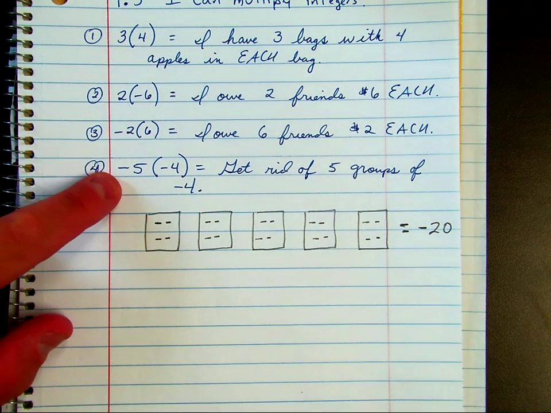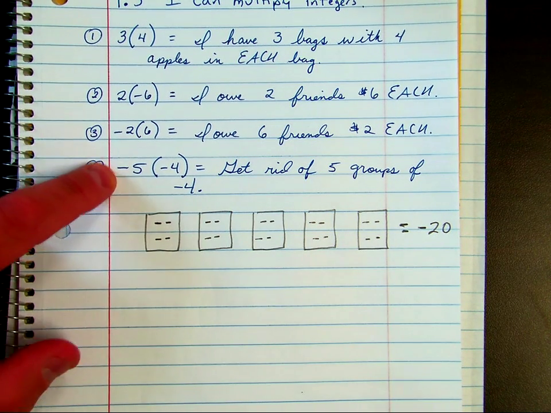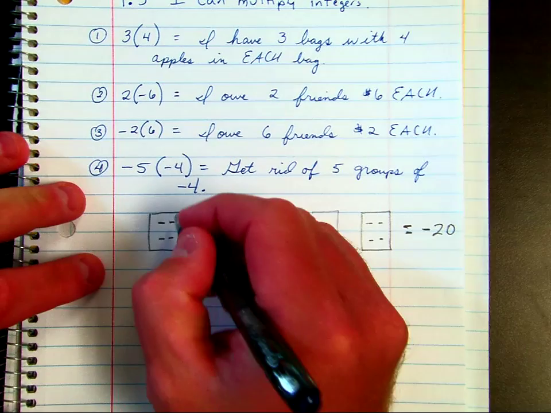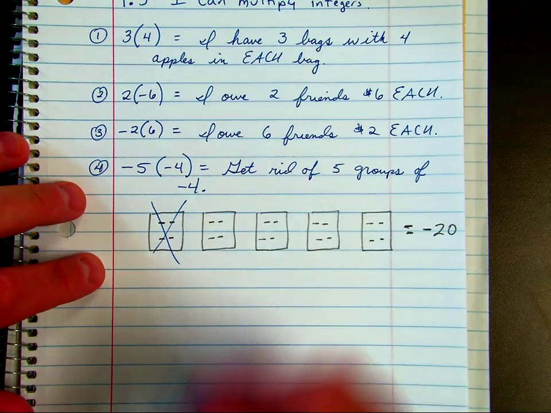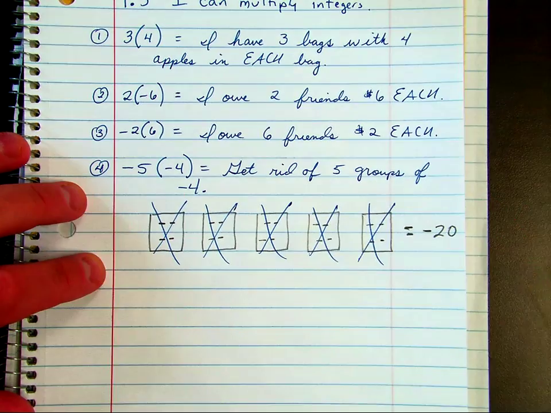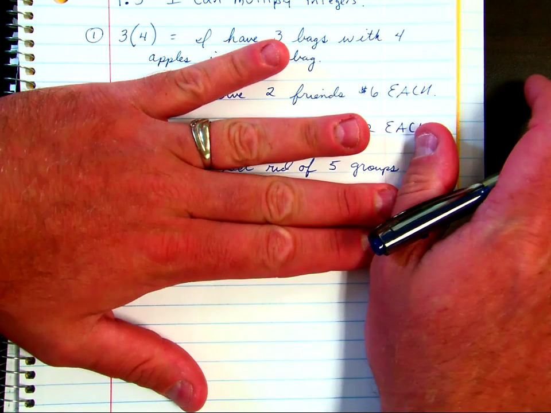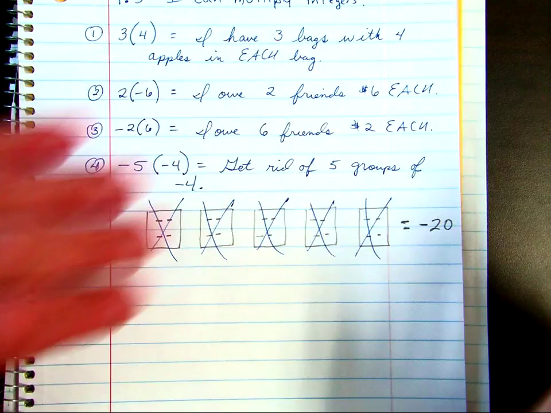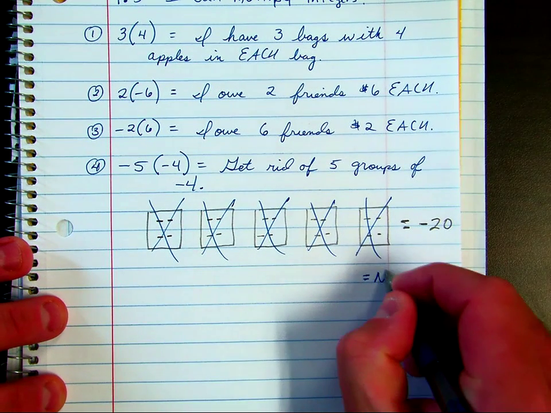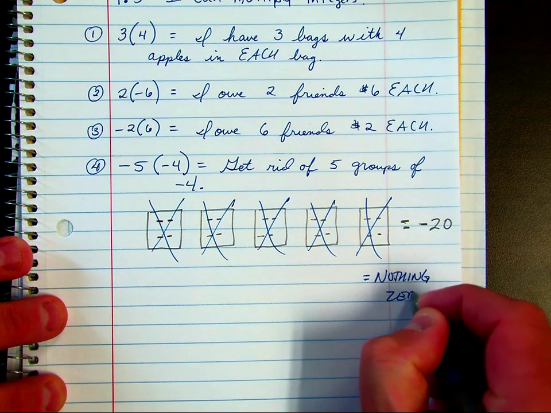But because this is a -5, it means get rid of 5 groups. I'm getting rid of that. I'm getting rid of that. I'm getting rid of, getting rid of, getting rid of. What do I have left? What's left on my paper? Nothing is left. 0 is left.